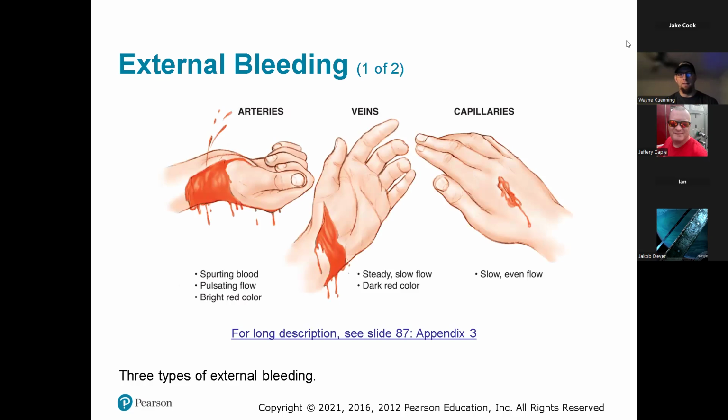I touched on this. Arteries spurt and they pulse with each heartbeat. They do have a little bit of a brighter red color. In the heat of the moment, it's kind of hard to see until you get real close to them. Venous blood flow is more steady. It's got kind of a darker red color. And capillaries we touched on too. Capillary bleeding is the least concerning, unless there are other injuries.